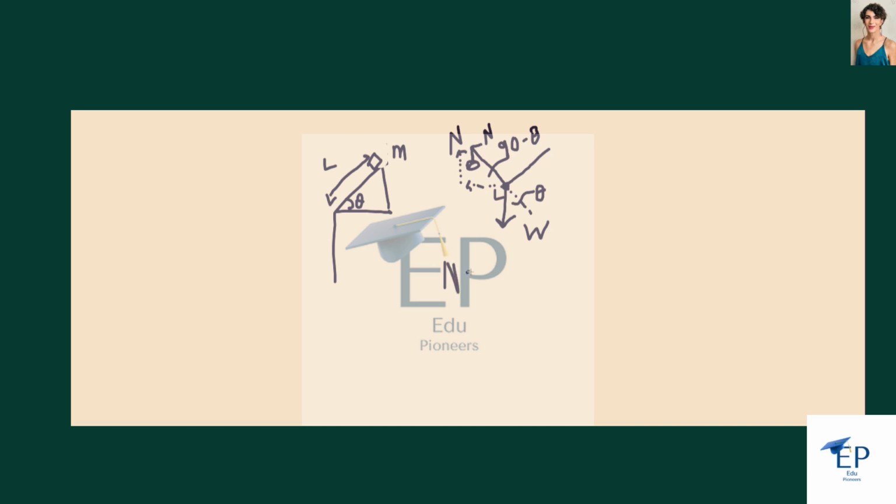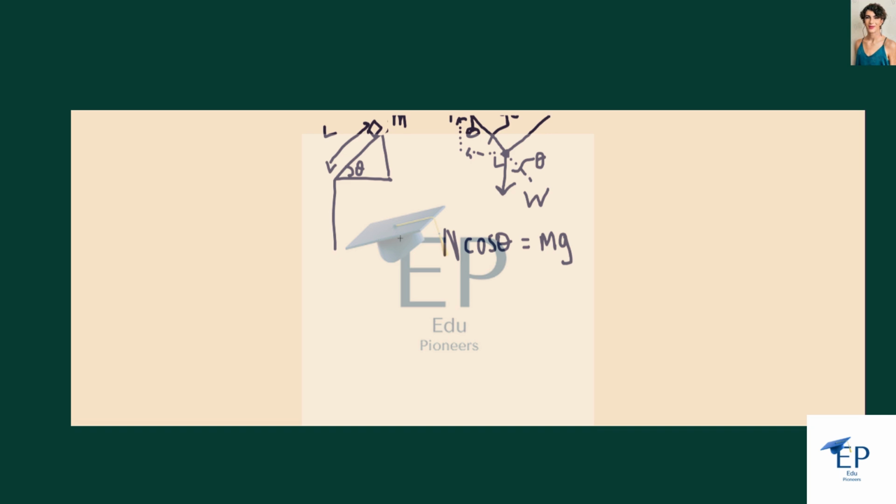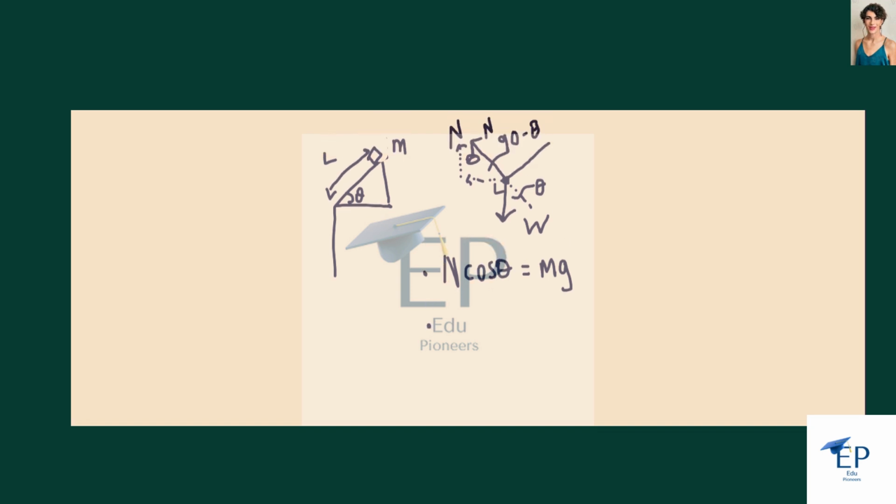If this is the normal force, then the vertical component is normal times the cosine of theta. And we want that to equal the weight, which is just mg. That makes sure that we're not moving up and down. Then to relate that to the speed, let's think about the centripetal acceleration. The sum of the forces in the horizontal direction is going to equal mv squared over r, and the horizontal force is just the normal times the sine of theta.